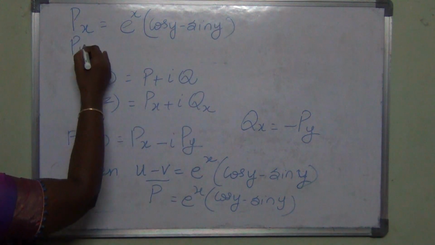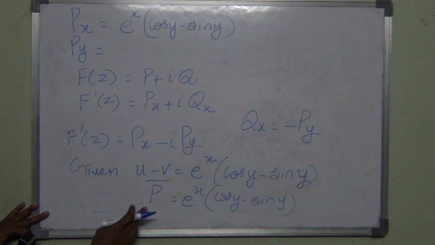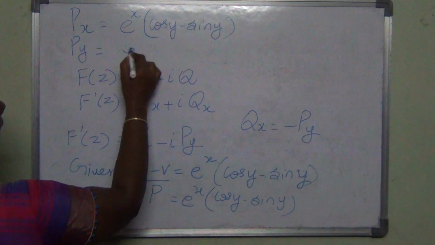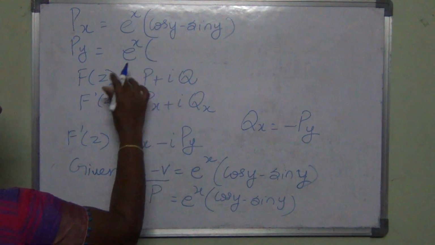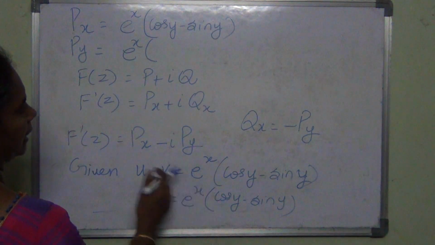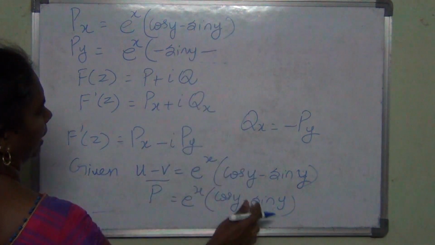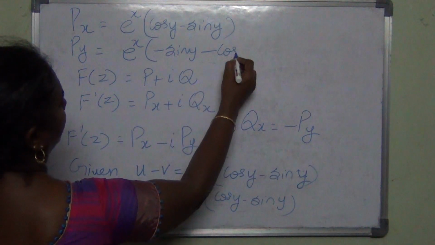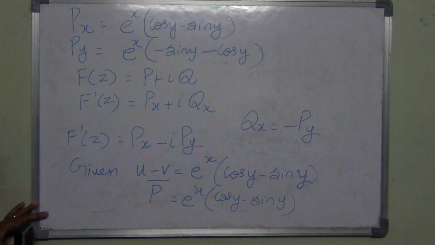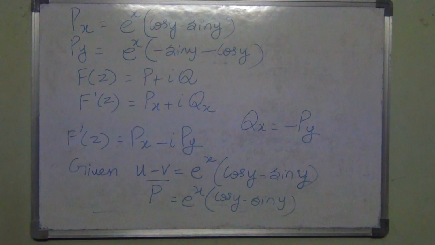Next, differentiate p with respect to y. Whenever I differentiate with respect to y, I have to treat x as a constant, so e power x into the derivative with respect to y. Differentiating cos y, I get minus sin y. Then minus the derivative of sin y, which is cos y. So p_y is e power x into minus sin y minus cos y.